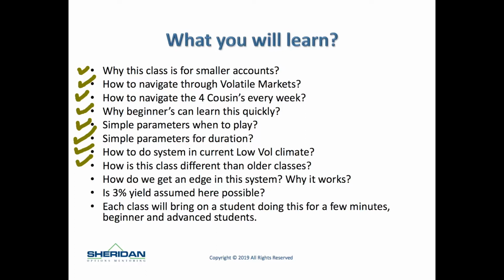How do we get an edge in this system? Why does it work? Well, time decay is a big thing. We're doing positive time decay income trades. The options we're selling have more extrinsic value than the ones we're buying. We're getting probabilities in our favor by not staying in these trades till expiration. So we have an edge. We have a pretty easy system to follow.